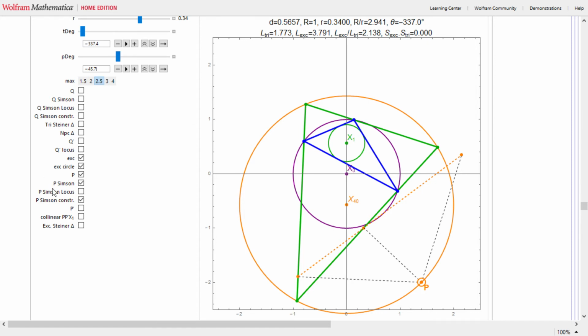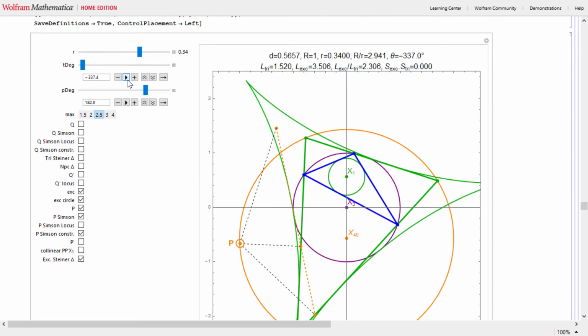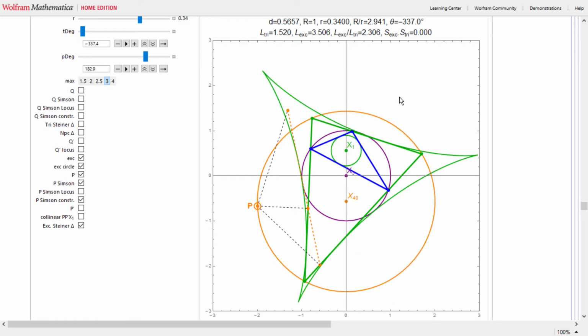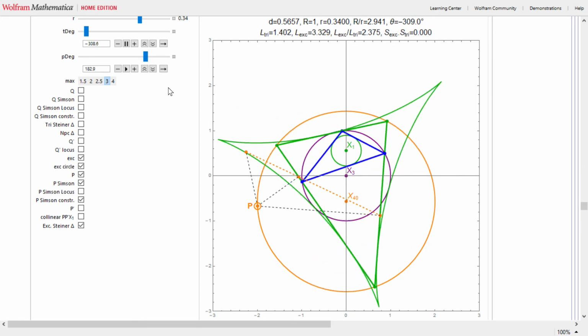Now, of course, I can do the same thing. I can move my P around, and I'm going to get a family of Simson lines. This family of Simson lines also envelops a Steiner deltoid. Okay, so here's a Steiner deltoid. Let's expand this a bit. You can see that you have this deltoid, so as I animate my family, I get a rotating Steiner deltoid.